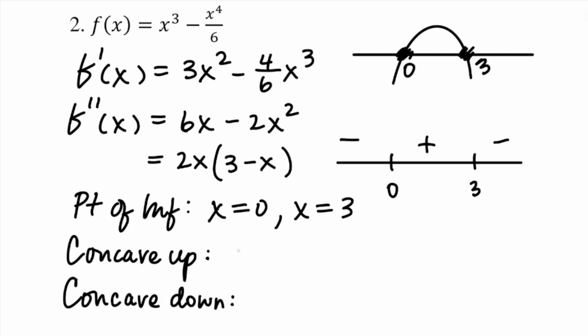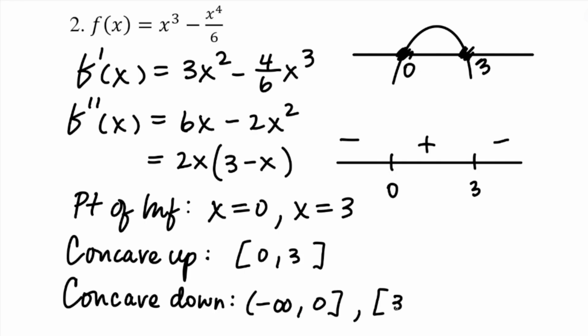Concave up happened from 0 to 3. And concave down was negative infinity up to 0 and also 3 to infinity.